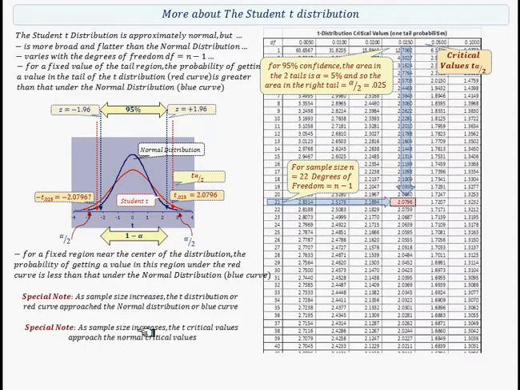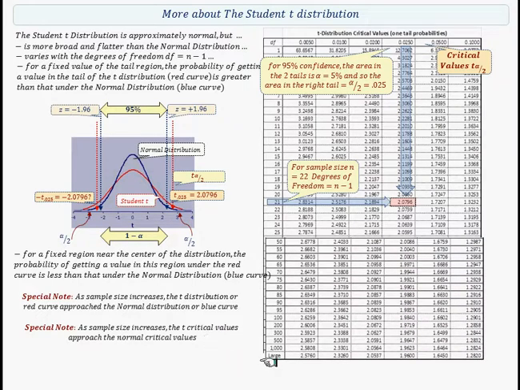As the sample size n increases, the t-distribution, the red curve, gets closer and closer to the blue. And as the sample size increases, the t-critical values become closer and closer to your normal values. And here they come on the screen here. Note, when n is large, we have these critical values at the bottom. The t and the z scores merge.